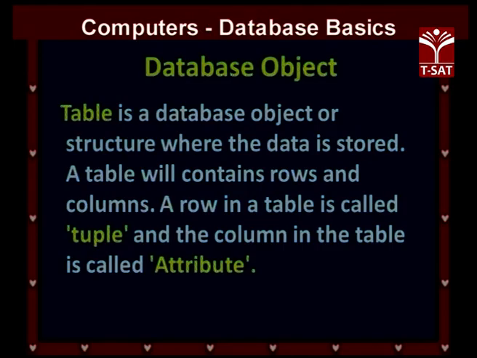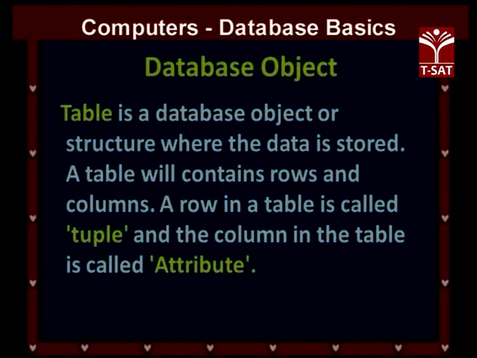Then how is this structured? How is this table made? How is this table created? It is a collection of rows and columns. Tuple is a row and column is called an attribute.